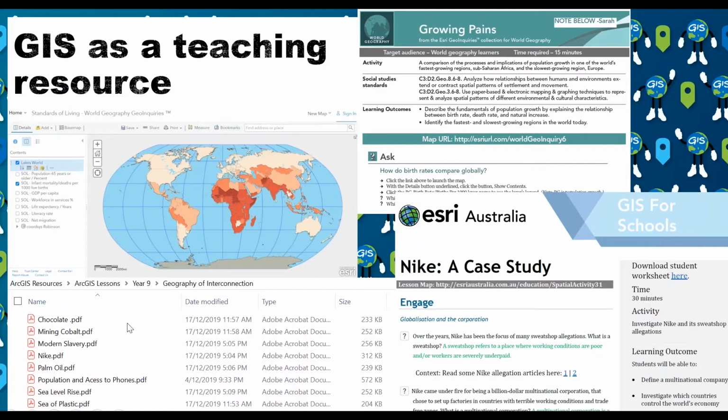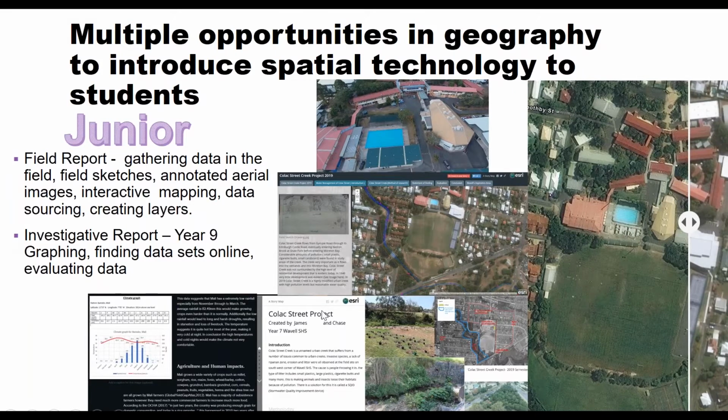I've categorized them in different year levels, and we use them as teaching resources or to kick off a project in any of those units for years 7, 8, and 9. I think they're invaluable and give the students a really good understanding of how to use ArcGIS. And as well as that, they also have a lot of really valuable data that geographers don't have to go searching for. In junior, we do field reports on the school.